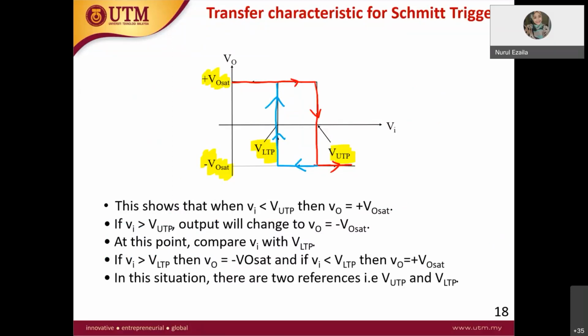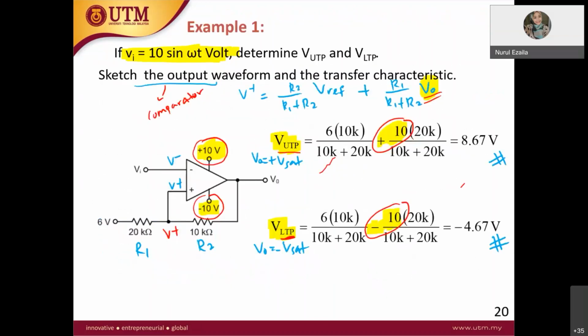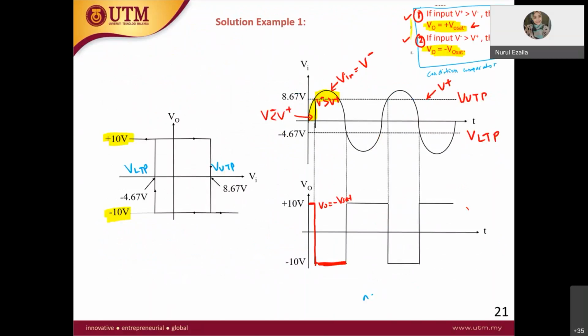This means that the range of your Schmitt trigger cannot be beyond this VUTP and VLTP. It may exceed the VUTP point, up to here, but when it goes back to VLTP, it must not exceed the VLTP point over here. So the range of the transfer characteristic is between VLTP and VUTP, and the minimum and maximum points, of course, are the positive V out saturation and negative V out saturation. If the question asks you for the transfer characteristic curve of the Schmitt trigger, this is how it looks.